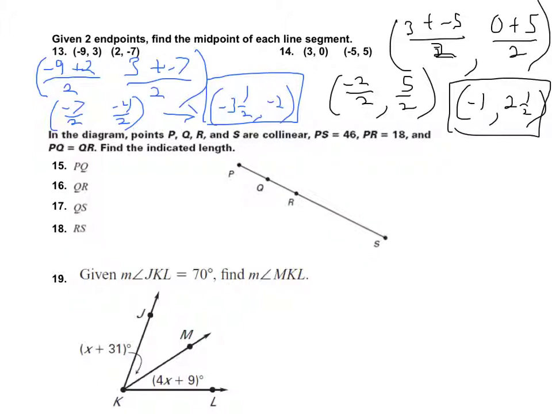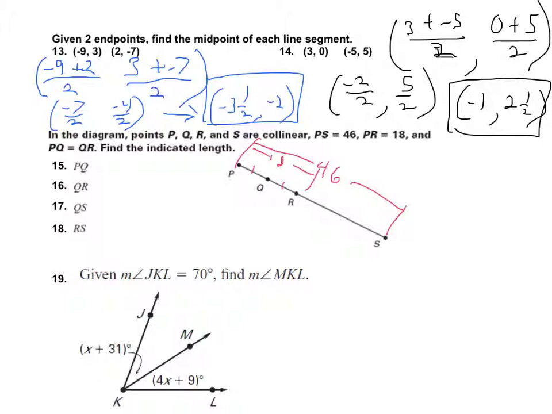Alright, next set of problems. We have all these points and they say they're collinear, and they're going to give us a few numbers here. So P to S, the whole thing I guess, is 46. You don't have to label it. I find it helpful though, it gives me a visual picture. From P to R is 18. And PQ equals QR. So that's where I can put these little congruence markings in.